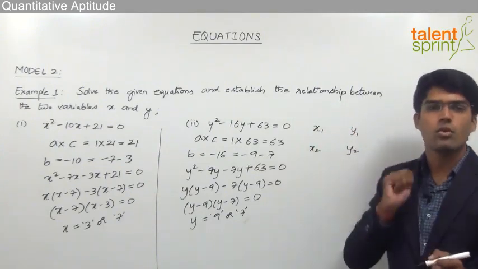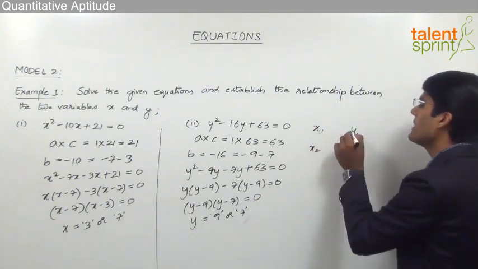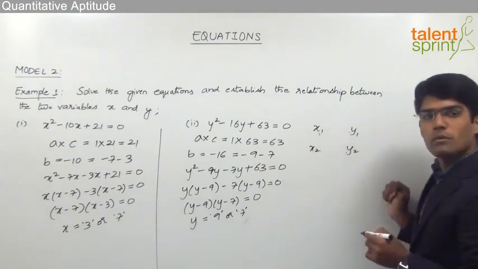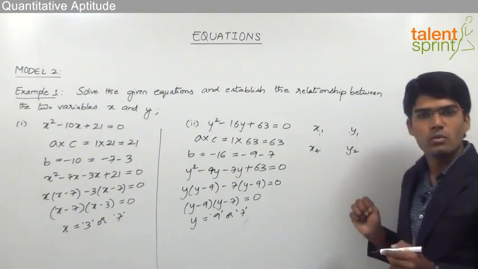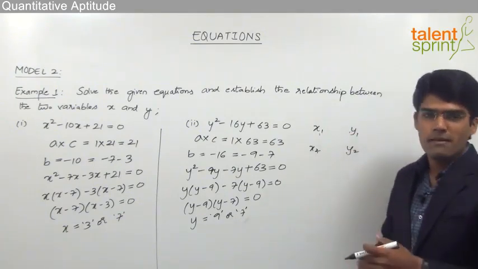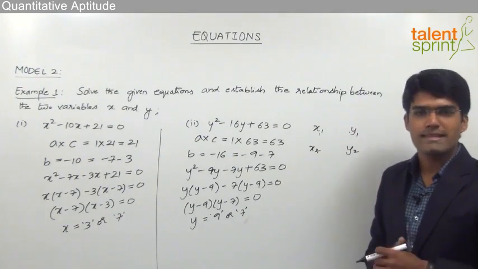That means we'll have four comparisons. x1 should be compared with y1, x1 should be compared with y2, x2 should be compared with y1, and x2 should be compared with y2. After all these four comparisons, we can establish the relationship between x and y.